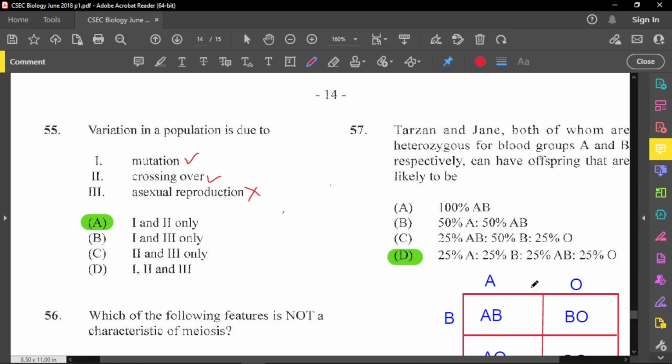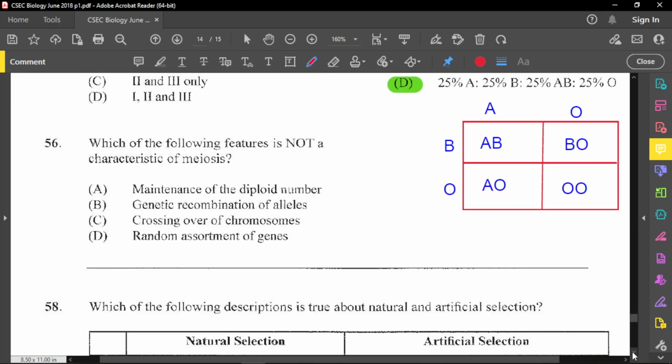All right. Now 56. For question number 56, it said, which of the following features is not a characteristic of meiosis? And I didn't answer this one. All right. So not a characteristic of meiosis. And so maintenance of diploid number, which is not true. So this will be our answer before you go any further.